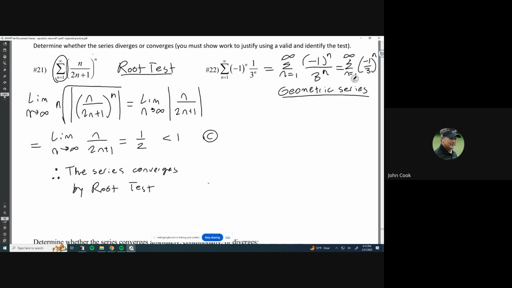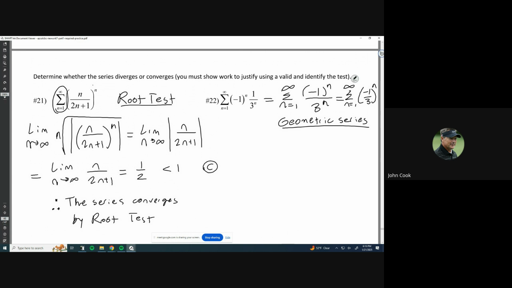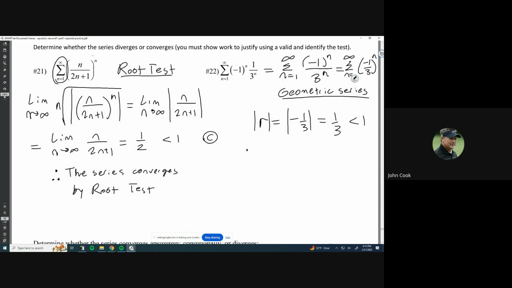Okay. And then 22, this is a geometric series. We showed algebraically that it just becomes a geometric series pretty easily, and then we just compare the common ratios. So if r is equal to -1/3, then the absolute value of r is equal to 1/3, and that number is less than 1, and that means that this converges. So therefore, this thing converges by the geometric series test. Oh, well, let's write it in the format that we have. Therefore, the series converges by the geometric series test. There we go.